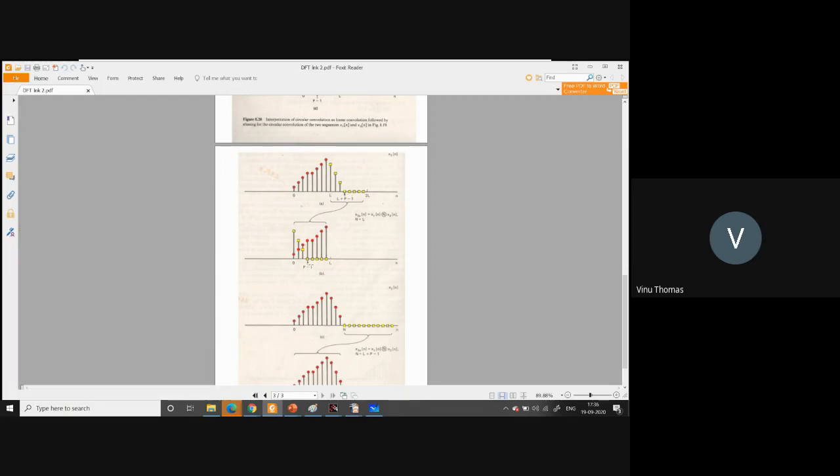Is that clear? Since it is wrapped around, you see that all these values are incorrect. These values will be different because you have an addition here. Whereas for these samples, you don't have anything to wrap around. So there is nothing to be added here, there is nothing to be added here. So these samples are correct. Is that understood? So our conclusion is that the first P minus 1 samples are incorrect. That is, the samples from 0 to P minus 2 are incorrect, and the samples from P minus 1 to L minus 1 are correct.